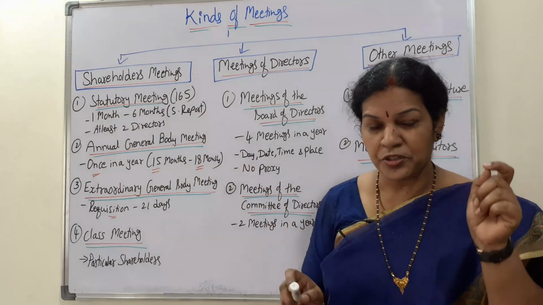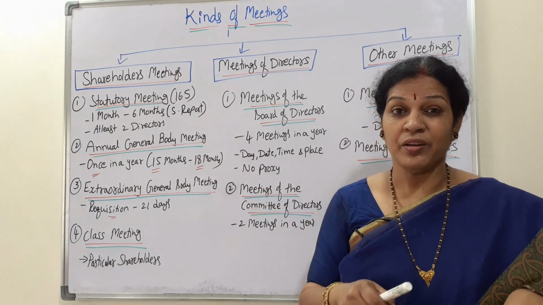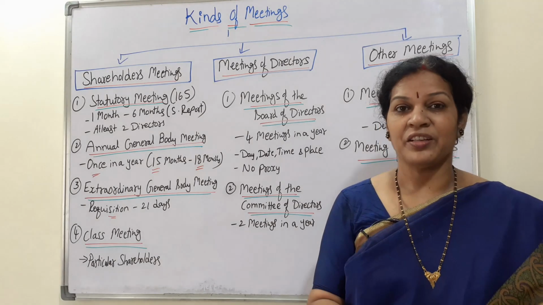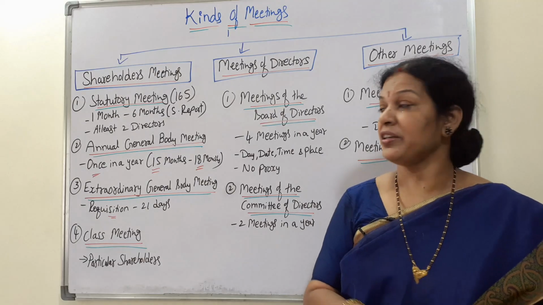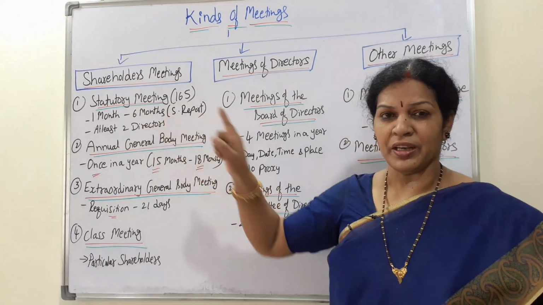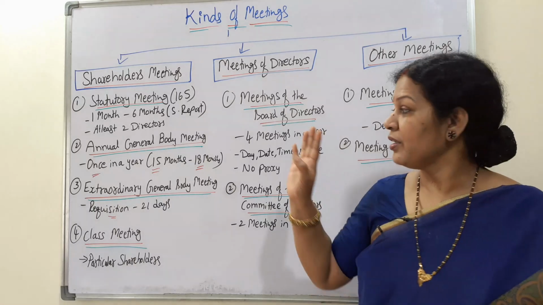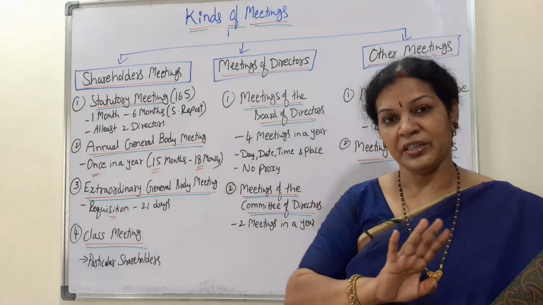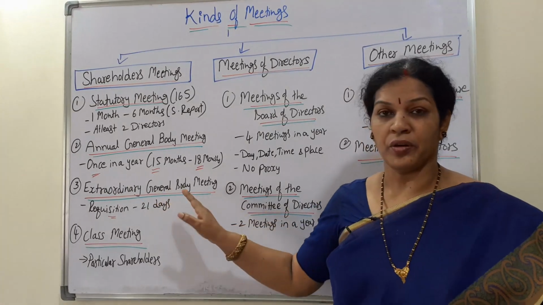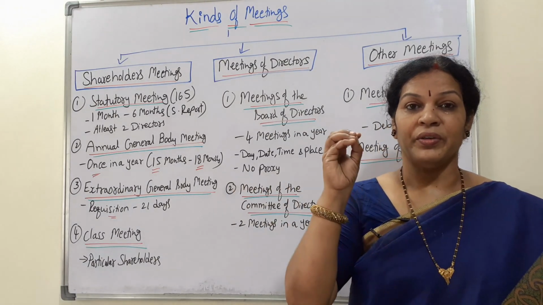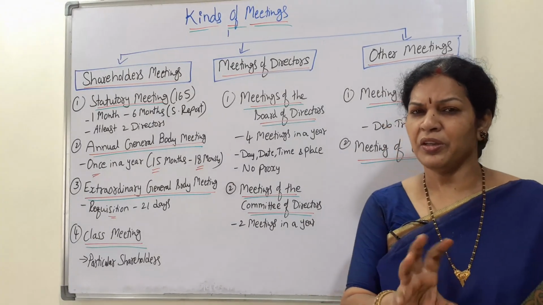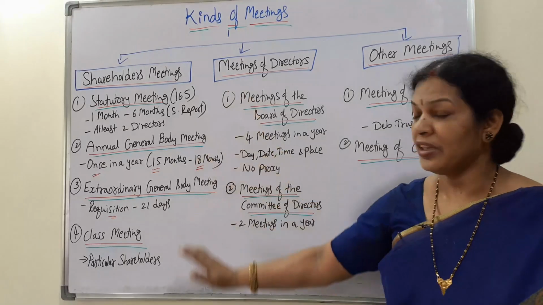Okay. Am I clear? Let me remind you, shareholders meetings are of 4 types. First one is the statutory meeting. In the beginning of the organization, when we commence the business, it has to be conducted, within 1 month to 6 months. Then the annual general body meeting, which they have to conduct yearly once with all the shareholders. And the extraordinary general meeting, where we cannot wait for a long period. The next one, the class meeting, is only for particular shareholders. This is about the shareholders meeting.